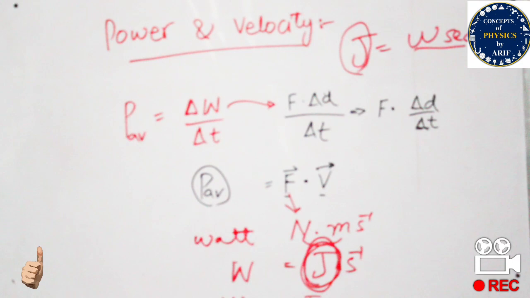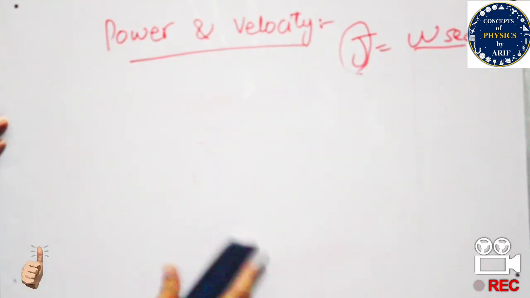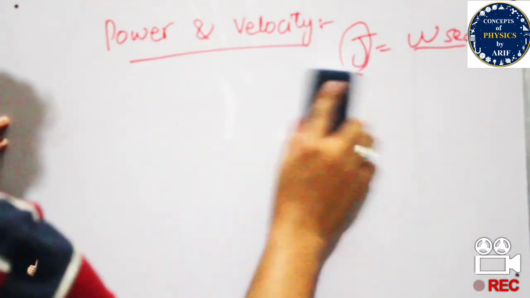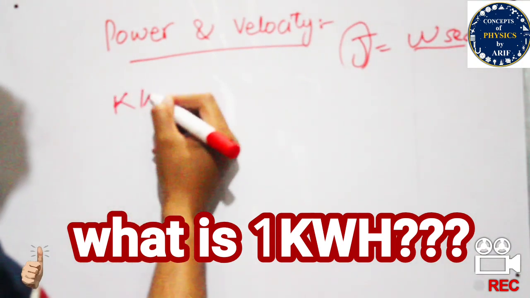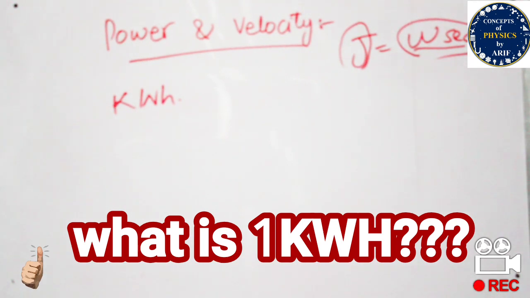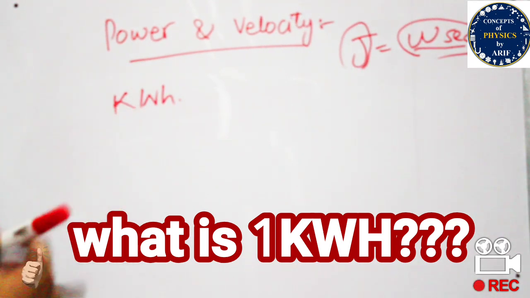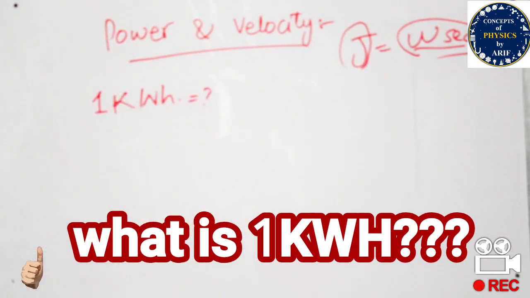In electrical engineering or electrical instruments, the watt second unit is used for work done. But in commercial use, kilowatt hour is used. From this we will calculate the value of 1 kilowatt hour. In entry test questions or exams, it is asked what the value of 1 kilowatt hour is. Any motors or generators have ratings in kilowatt hour.